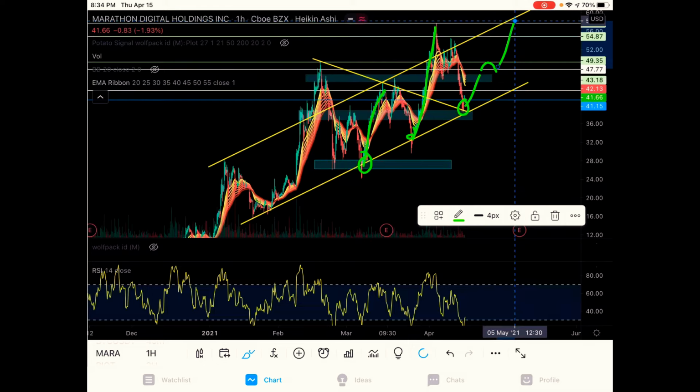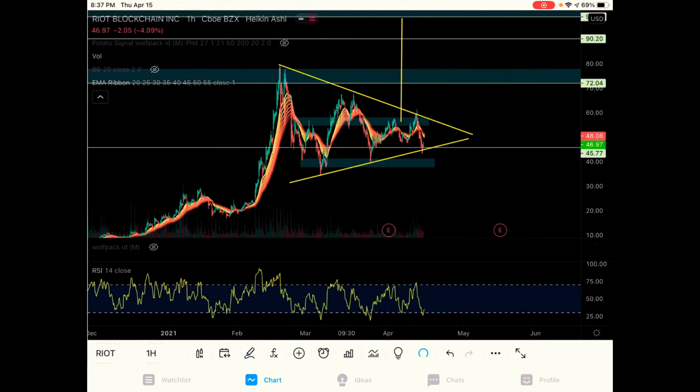All right, so be on the lookout at that. But next, let's look at RIOT. Okay, so for RIOT, I actually redrew this shape.